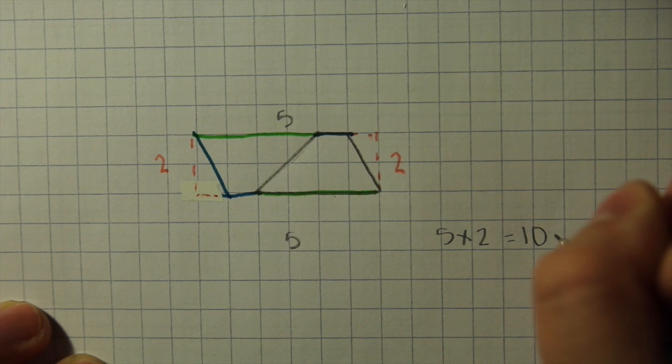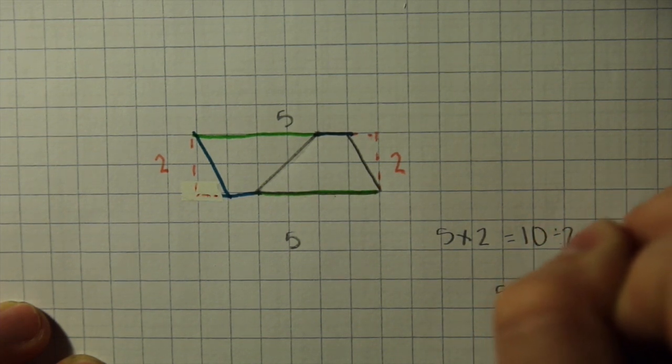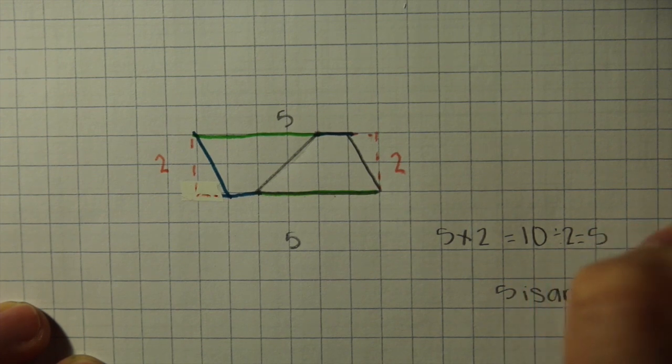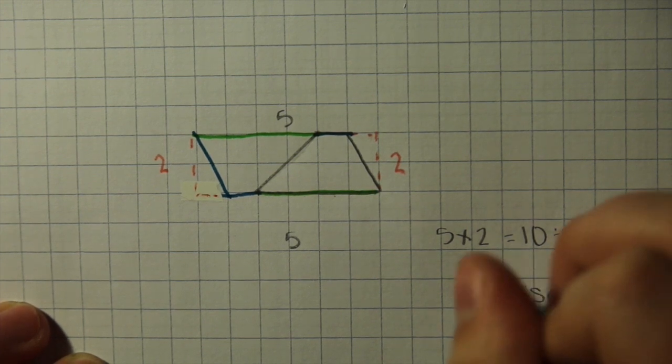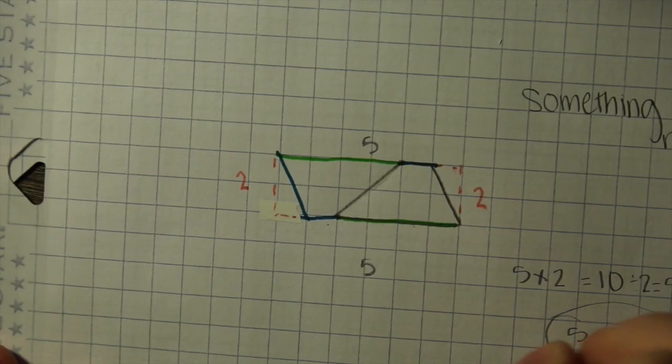So here I'm just writing out the base times length formula. 5 times 2 equals 10, but I am dividing it by 2 since I did duplicate it in the first place. So 10 divided by 2 is 5, and 5 is the area.